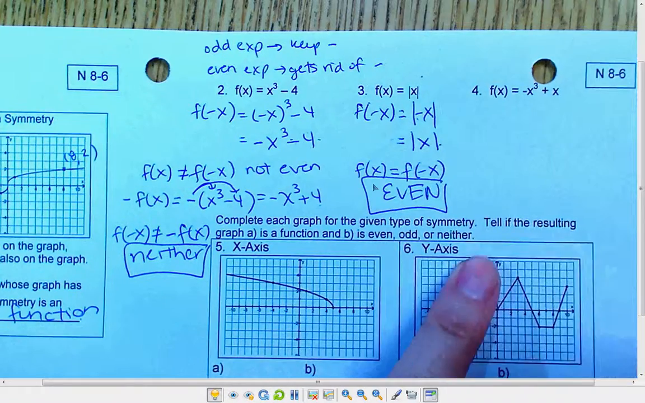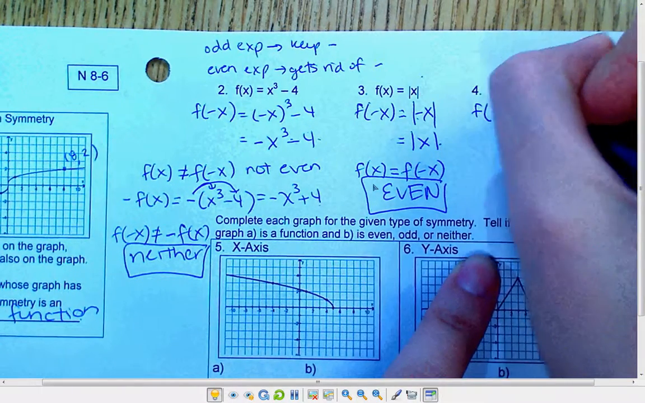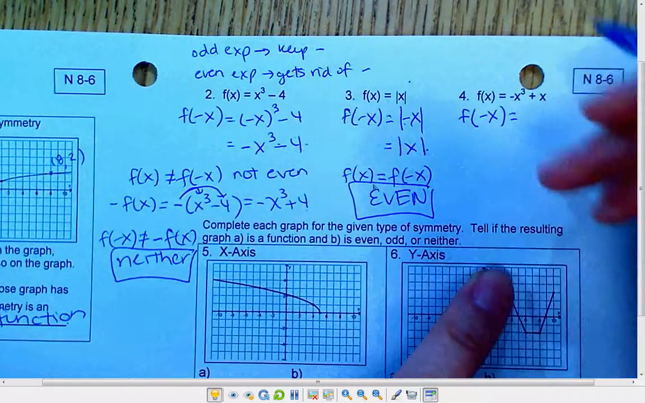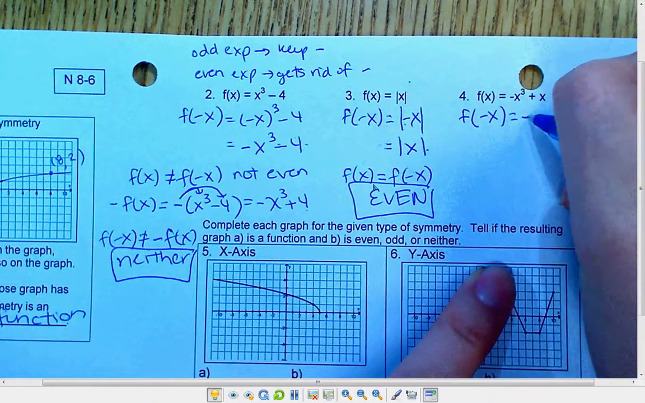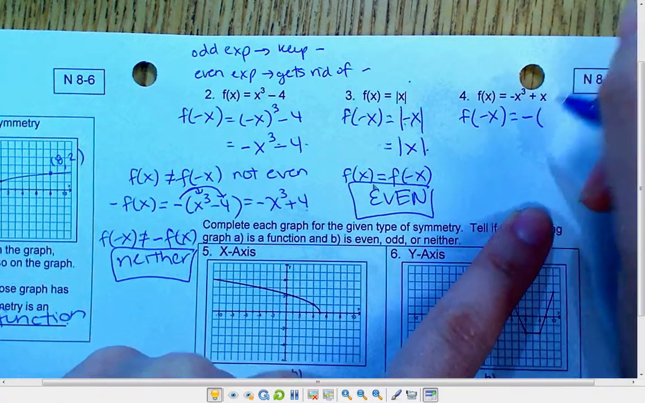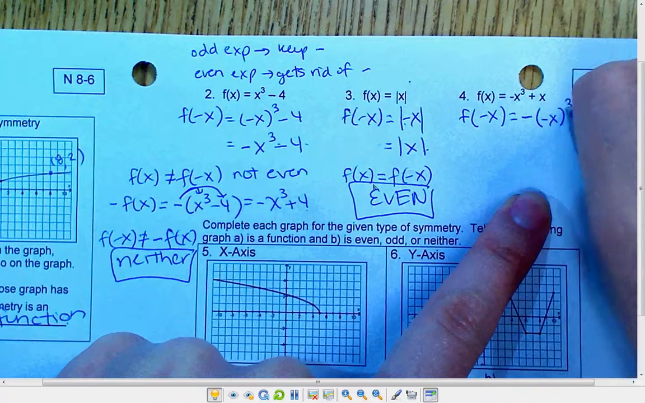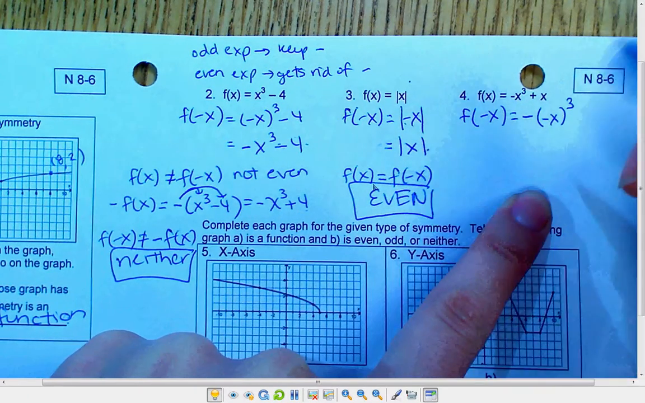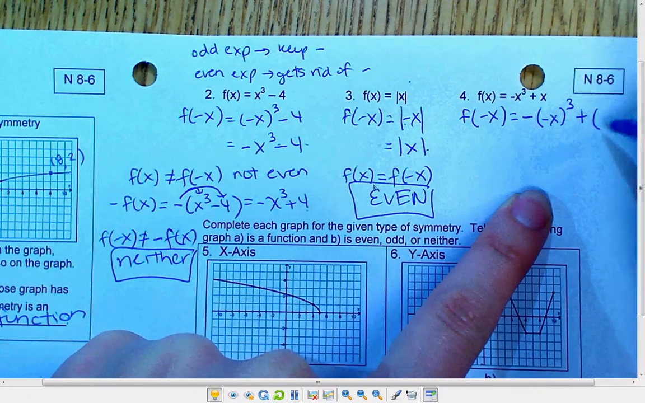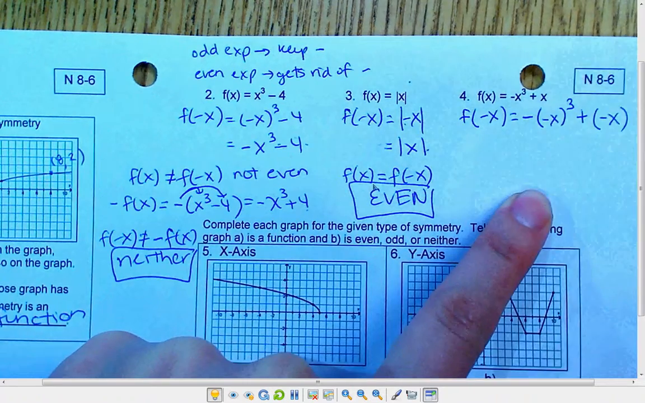Okay, let's look at 4 now. So again, our first step is to plug in negative x. So right now there's already a negative on the outside. I'm going to keep that on the outside. I'm plugging a negative x where my x used to be. And now I'm going to add, again, I'm plugging in a negative x.